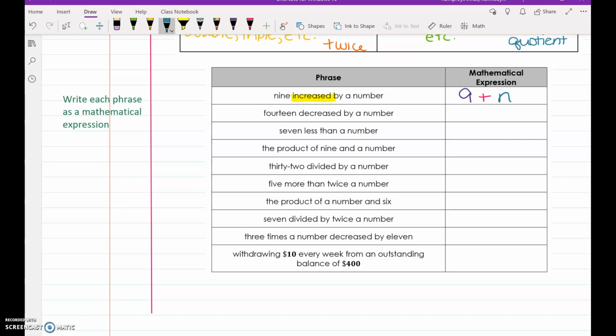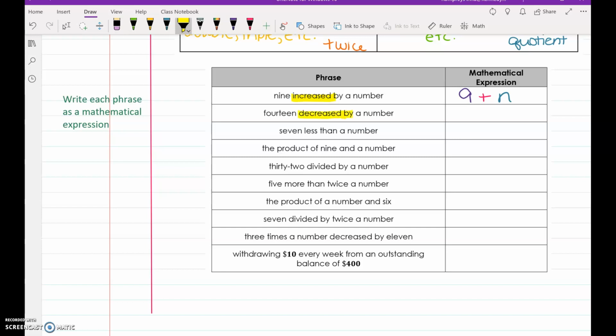Now, that is not the only correct answer. So in math, there are a lot of times where we are going to come up with things that can be represented in more than one way. So instead of 9 plus n, you absolutely could have had n plus 9. That is totally correct.